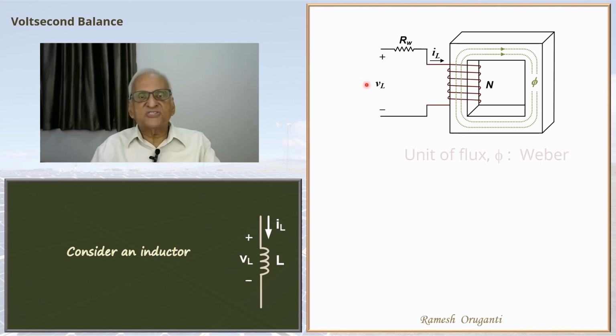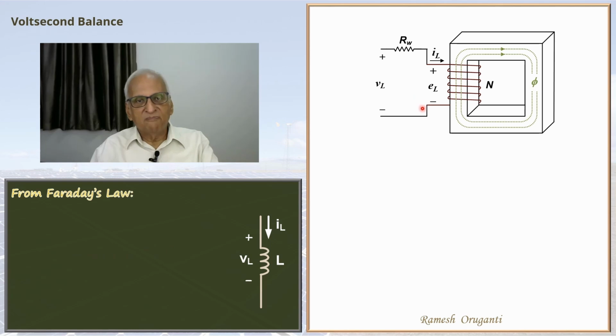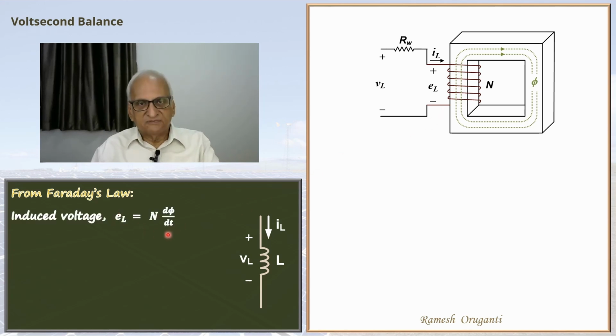Now if the voltage is changing, that is VL is changing, then IL will change with time, and the changing IL will produce a changing flux. And according to Faraday's law, time varying flux will cause an induced voltage. We are assuming that the whole of the flux is coupling with every turn in the coil. So according to Faraday's law, induced voltage EL, that is EL here, will be N d phi by dt.